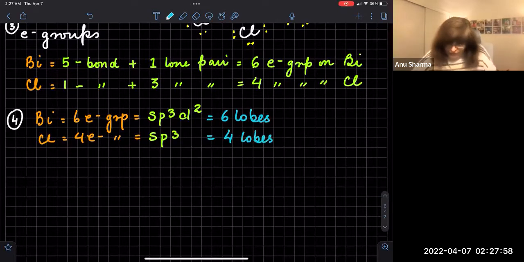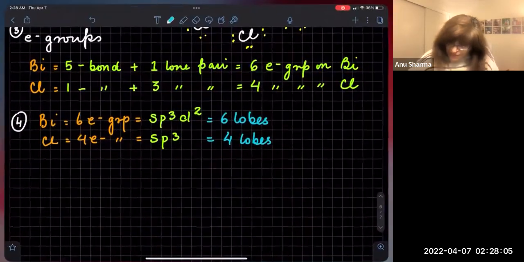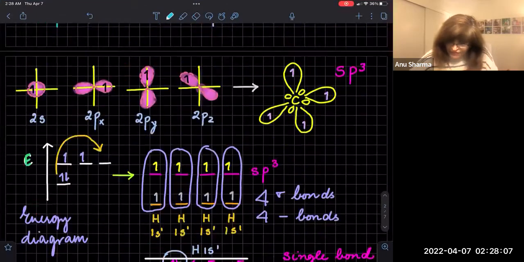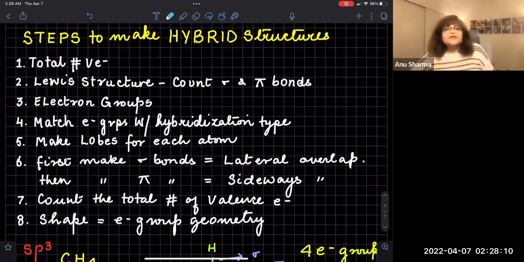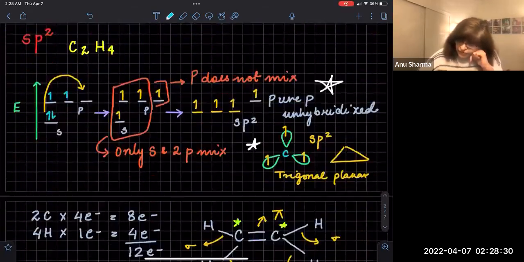Next, we will start making it. We covered this, so basically these are the steps that we have been discussing. You first find the total valence electrons. Next, draw the Lewis structure and count the sigma and pi bonds. Next, determine the electron groups, match the electron groups with the hybridization type, and then make lobes for each atom and start making the bonds.